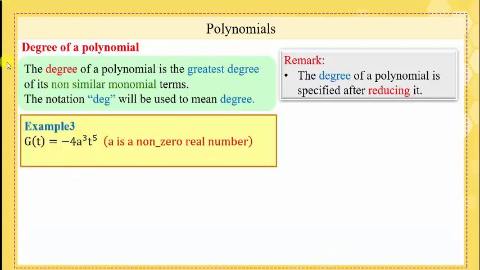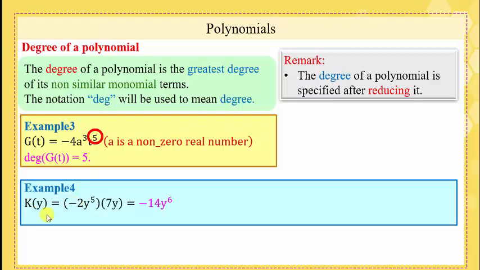Example 3. g in t equals minus 4a exponent 3 t exponent 5. a is a non-zero real number. Pay attention here. Since it is g in t, the variable is t and the coefficient is minus 4a exponent 3. So the degree is 5 since it is the exponent of the variable.